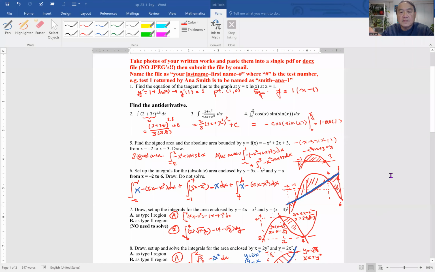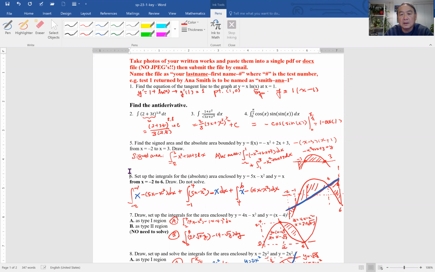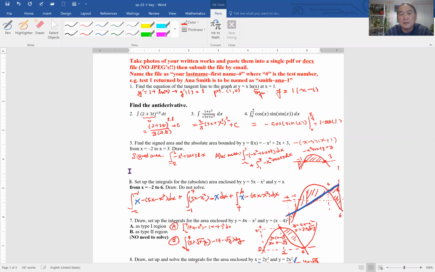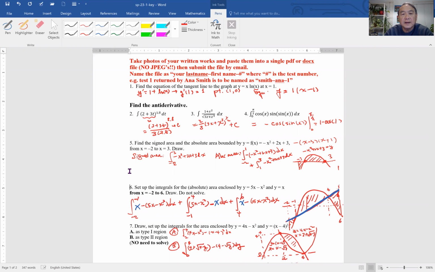Hello. Let me go over some of the problems on the test, okay? And in particular, those ones about areas and the volumes. So let me first start with number 5. Find the area bounded by this parabola from x = -2 to x = 3.